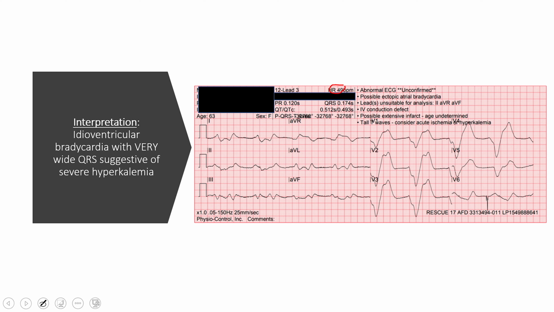And so if you can see how this is starting to turn into a sine wave, even the computer's helping you here, it doesn't always do that with the interpretation. But if you have a bradycardic renal failure patient, you need to think hyperkalemia.